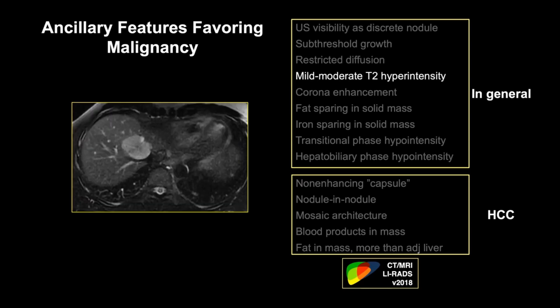Mild to moderate T2 hyperintensity is also a feature favoring malignancy in general. It refers to intensity on T2 weighted imaging mildly or moderately higher than the liver, similar to or less than a non-iron overloaded spleen. So if you're comparing to a normal spleen, it's similar to that as an internal reference. Signal intensity greater than this spleen may indicate that you're actually dealing with a hemangioma or cyst, and should not be characterized as mild to moderate T2 hyperintensity. Here's a great example of an observation that shows that classic mild to moderate T2 hyperintensity.